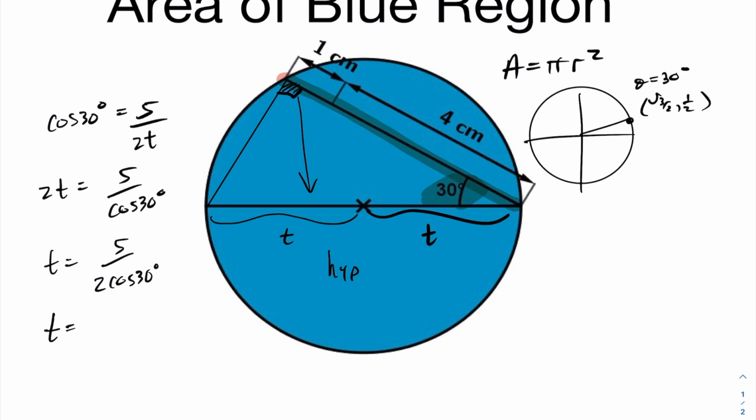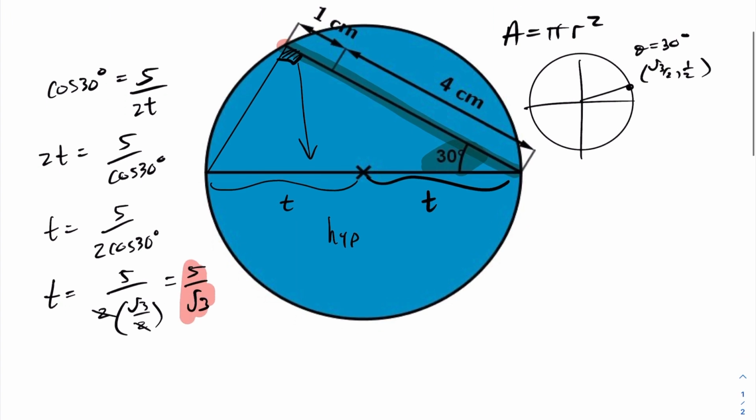So I can go ahead and substitute that in and get rid of the cos of 30 and put in a root 3 over 2. And those 2's will cancel. I'm going to get 5 over the square root of 3. So in this case here, I know that t equals 5 over the square root of 3, but that is the radius of our circle.